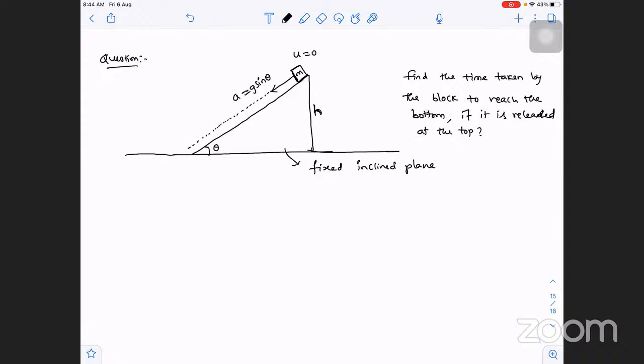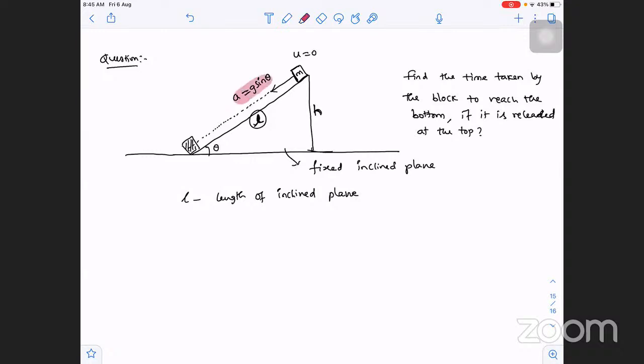Okay, so how much length will it travel to come down? We don't know that length, so I'm taking it as L. L is the length of the inclined plane. To reach the bottom, how much distance does it have to travel? L length. Let us say L is the length of the inclined plane, H is the height, and g sin theta is the acceleration. What is the initial velocity? 0. So then can we use kinematic equations?